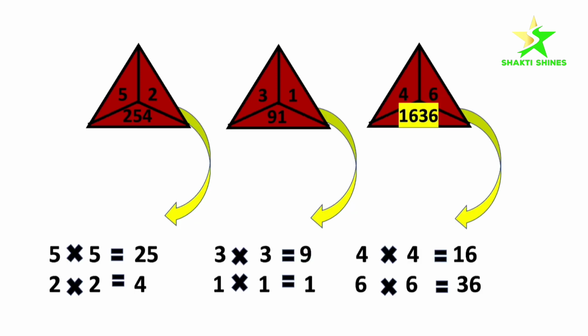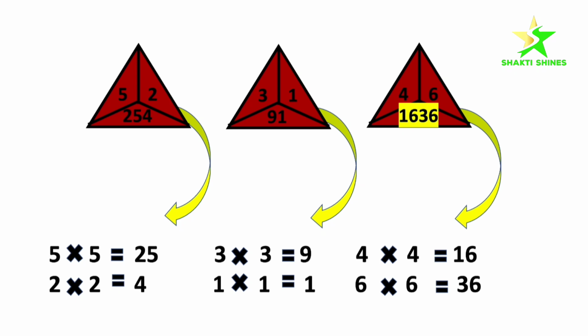The answer of this puzzle is 1636. The method to find the answer for this puzzle is, here you can see here 5. You have to do 5 square. That means 5 into 5 equals 25. You have to keep it there. Next 2 square. 2 into 2 equals 4. The answer of it, that is 254.